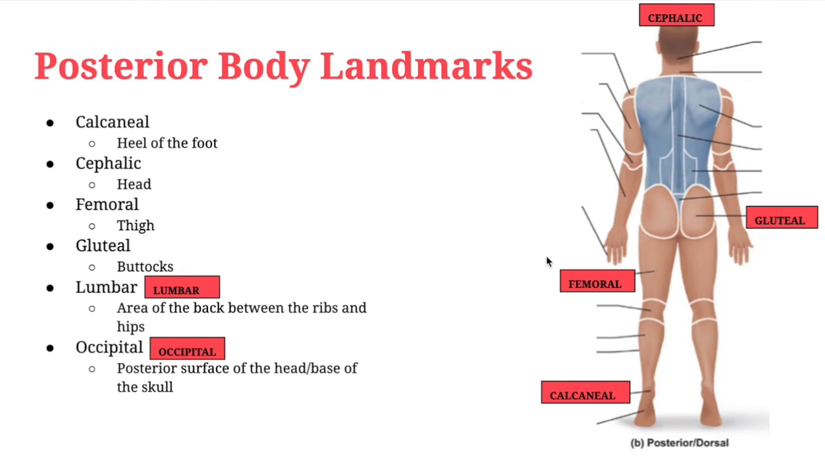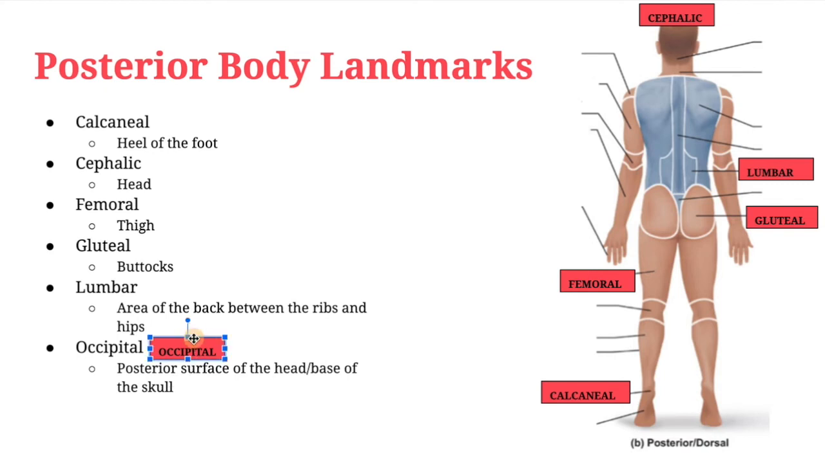Lumbar is going to be in your lower back, between the ribs and the hips. So this area here on either side of the spine, that would be lumbar. Those vertebrae there are called your lumbar vertebrae. You may have heard of different chairs or seats in cars having lumbar support. That just means it's giving lower back support.